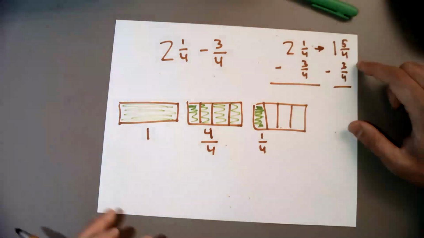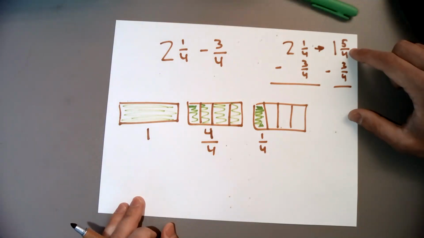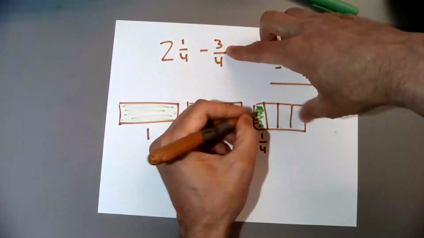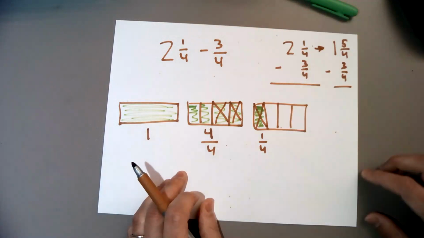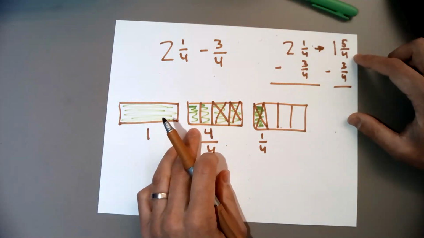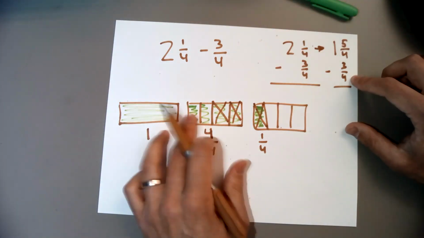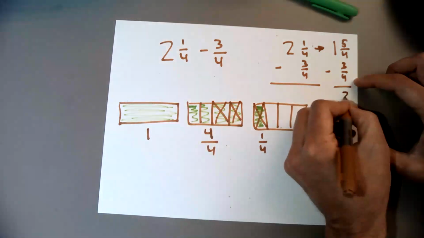Well, I can definitely do that. I can take 3/4 away from 5/4. Watch, and take 3/4 away. 1, 2, 3. Do you see 5/4 minus 3/4 is 2/4? I have 2 1/4 left.